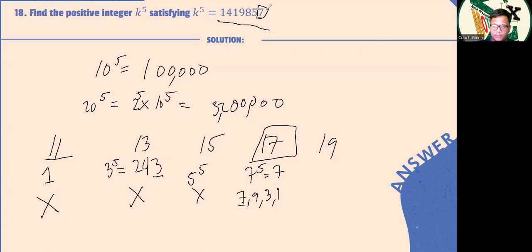We use odd numbers because we know that the last digit here is 7. It's impossible to multiply an even number by itself and get an odd number. If the last digit was even, then we would list out even numbers. Correct.